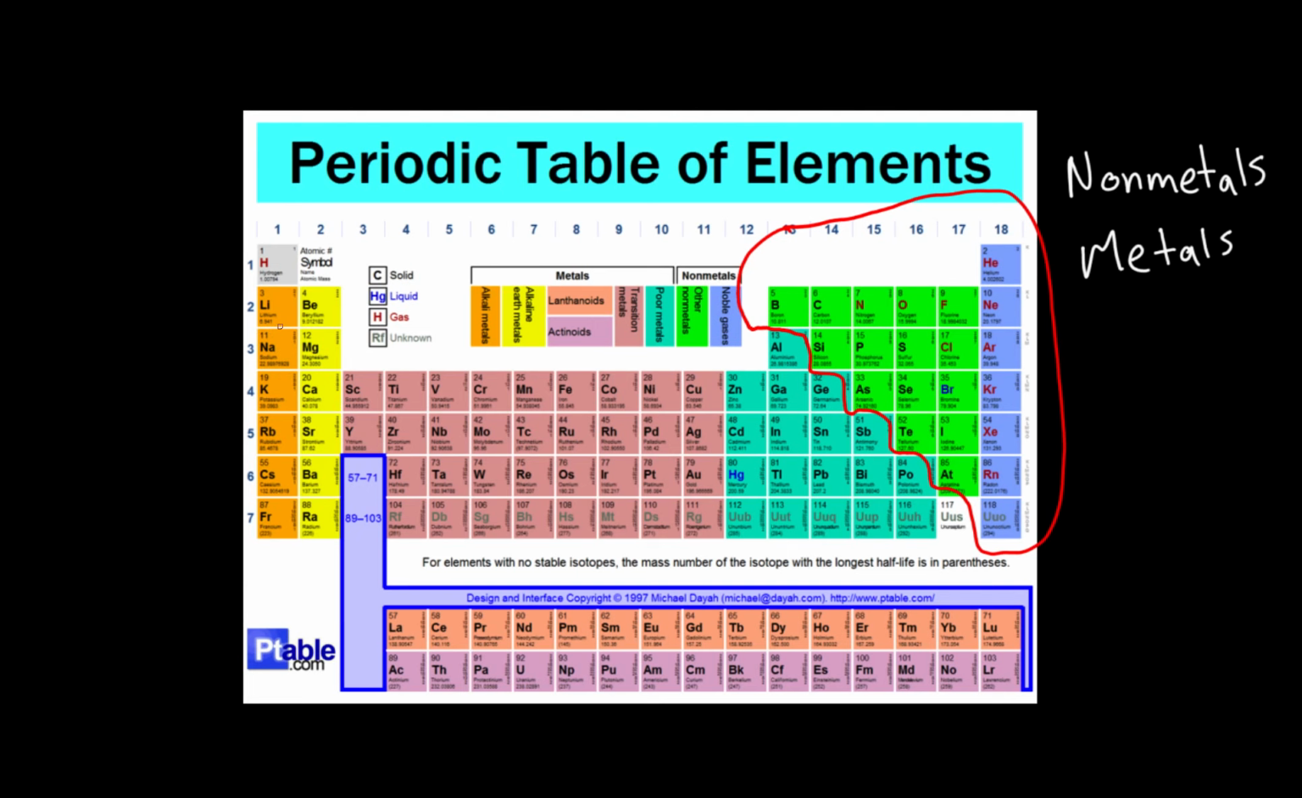And then in another video on ionic and covalent bonds, we'll see that anytime you have a nonmetal, so I'll put the abbreviation NM, bonded to a nonmetal, this will be known as a covalent bond. And then anytime you have a metal bonded to a metal, this will be known as a metallic bond.